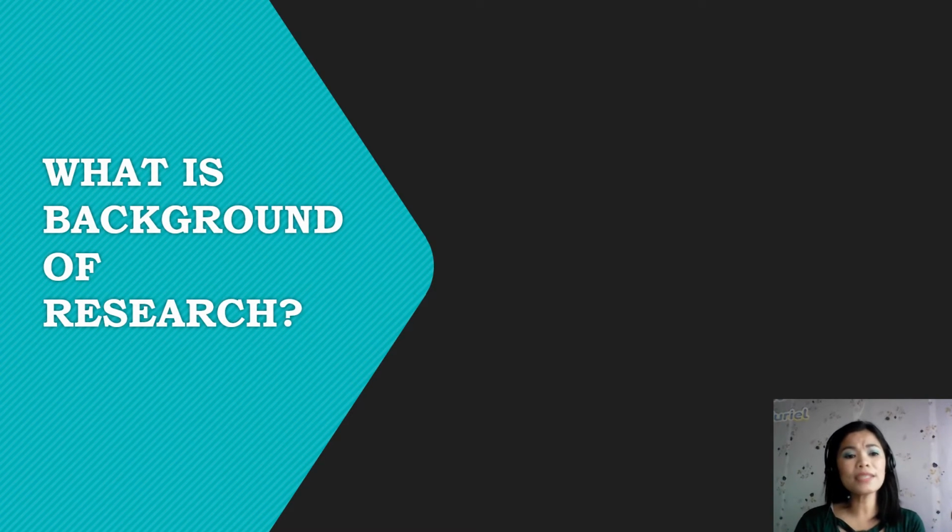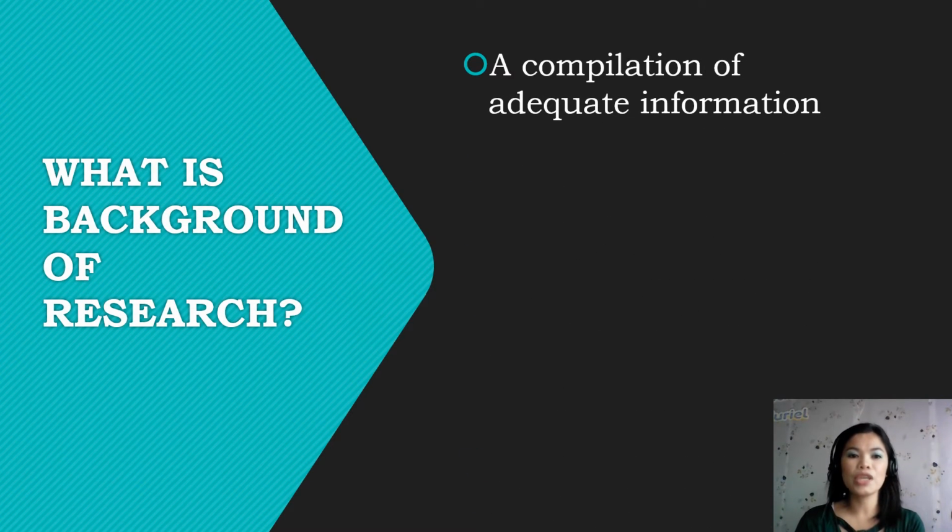So what is background of research? The background of your research is a compilation of adequate information. That means when you compile, you have read and gathered literature from other researches or from reliable sources and compiled them. And of course, those sources or information are aligned with the topic that you have.